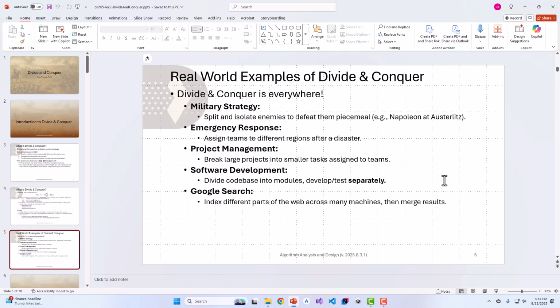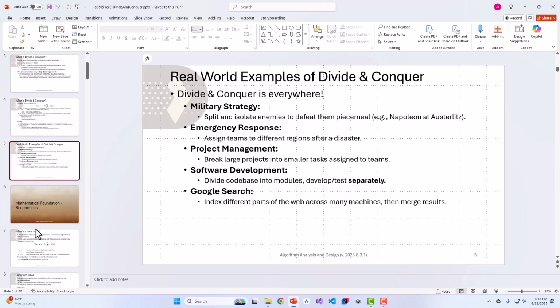Divide and conquer is actually pretty much everywhere. We've got examples of it all over the place. Military strategy: split and isolate enemies to defeat them piecemeal, like Napoleon at Austerlitz. Emergency response: assigning teams to different regions after a disaster. Project management: breaking large projects into smaller tasks assigned to teams. Software development: dividing the code base into modules, developing and testing each separately. And Google search: index different parts of the web across many machines, then merge the results. All of these are either divide and conquer or very similar to divide and conquer.